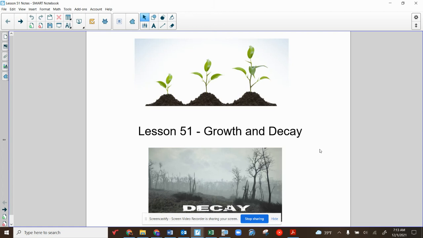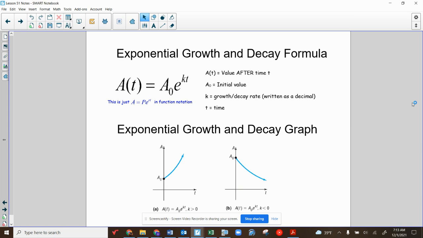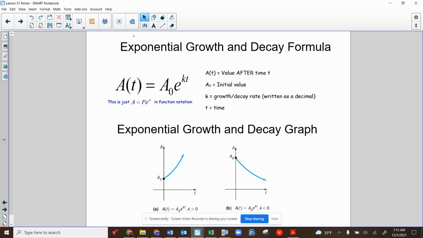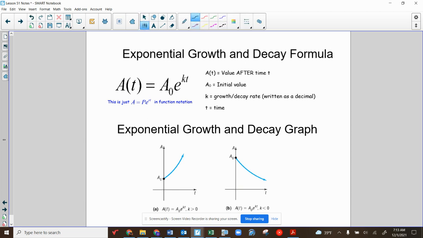And lesson 51 is going to be on exponential growth and decay. So when we go to do either exponential growth or decay, this is the formula that we're going to use here. Also, this would be similar to using A is equal to P e to the RT. They're the same formula. They're just different letters on them.